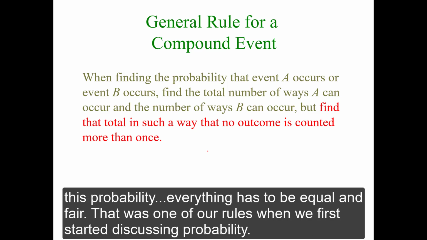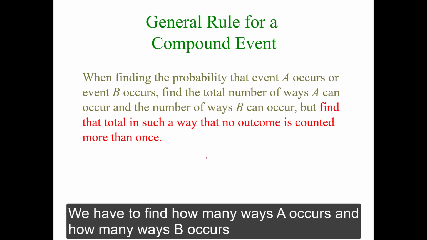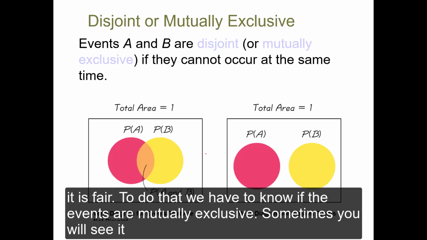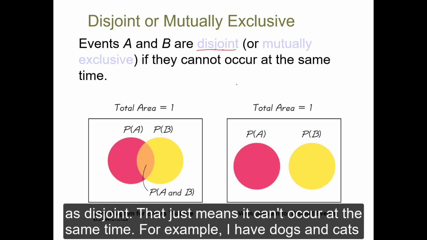When we're finding this probability, remember everything has to be equal, fair. That was one of our rules when we first started talking about probability. So we have to find how many ways A occurs and how many ways B occurs, but find it in such a way that no single item is counted more than once. That way it's fair. To do that, we have to know if something is mutually exclusive. Sometimes you'll see it as disjoint. That just means that they cannot occur at the same time.